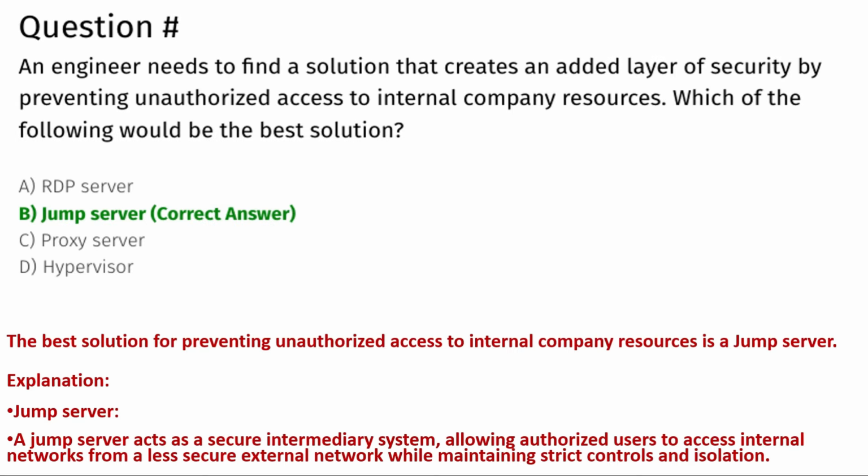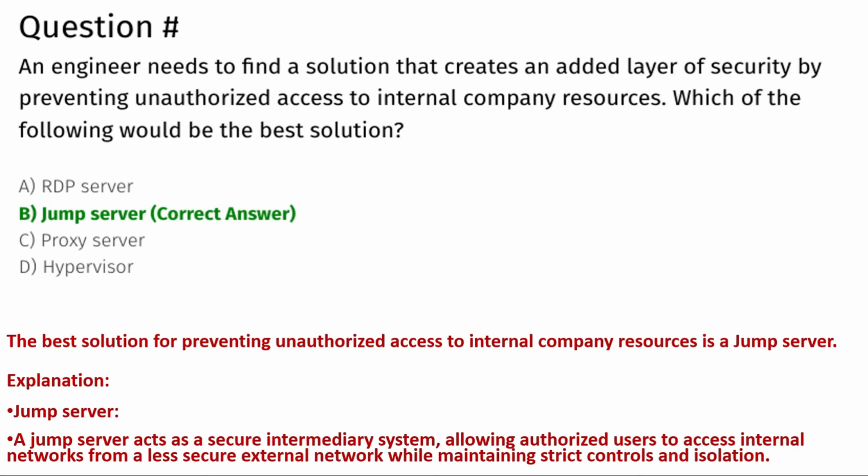Next question is, an engineer needs to find a solution that creates an added layer of security by preventing unauthorized access to internal company resources. So which of the following would be the best solution? Option A, RDP server. Option B, jump server. Option C, proxy server. Option D, hypervisor. And the correct answer for this question is option B, jump server.